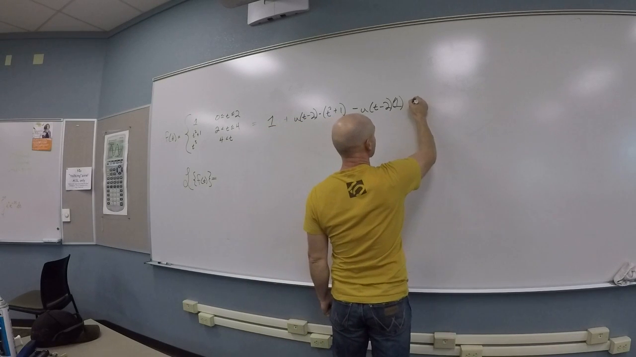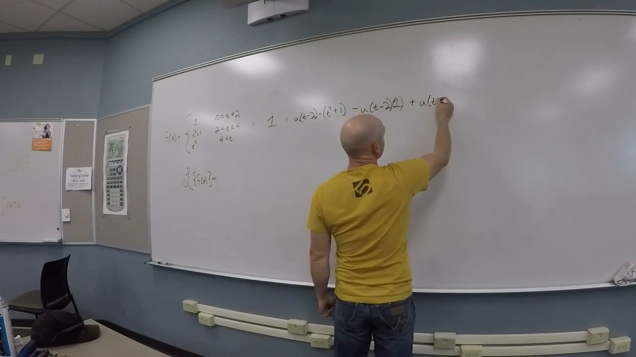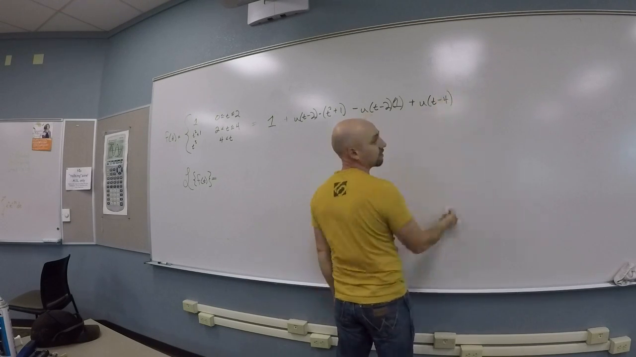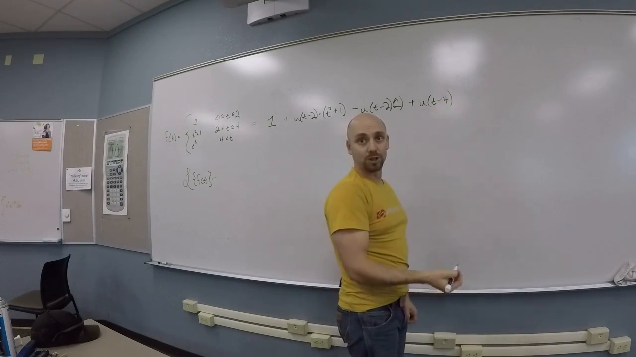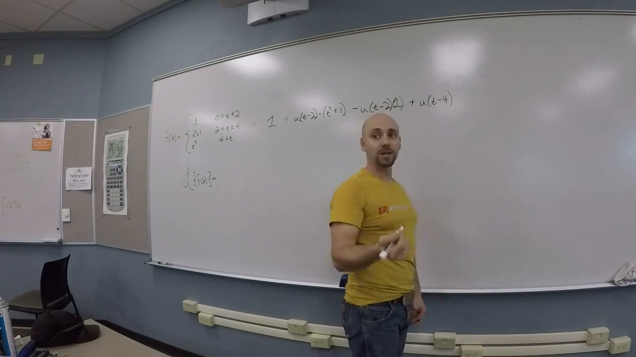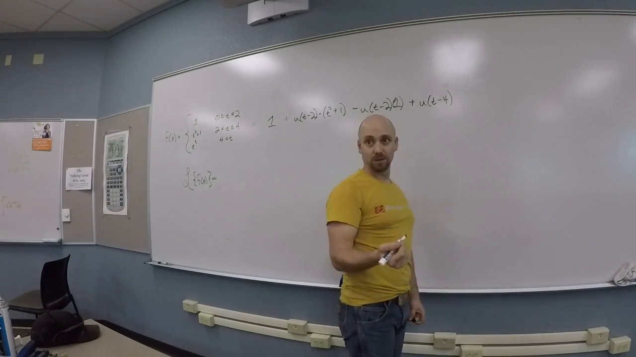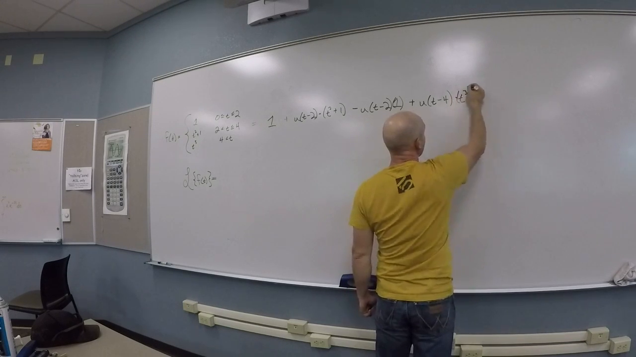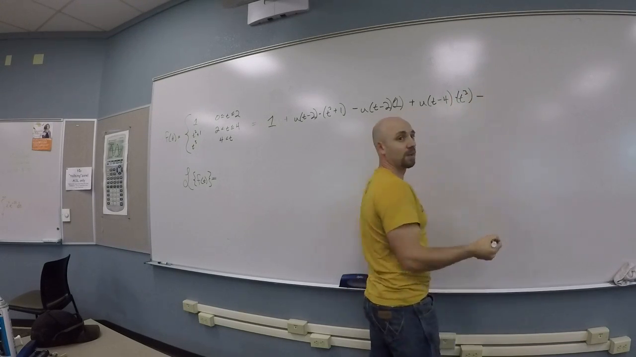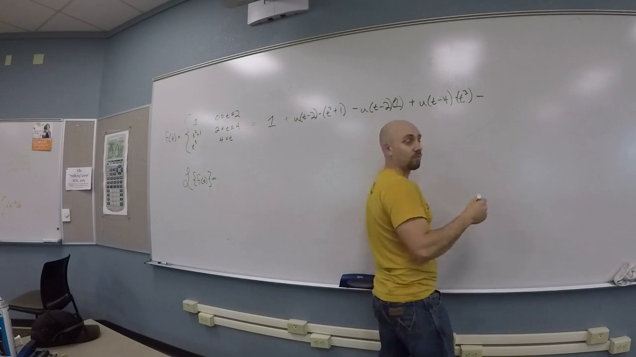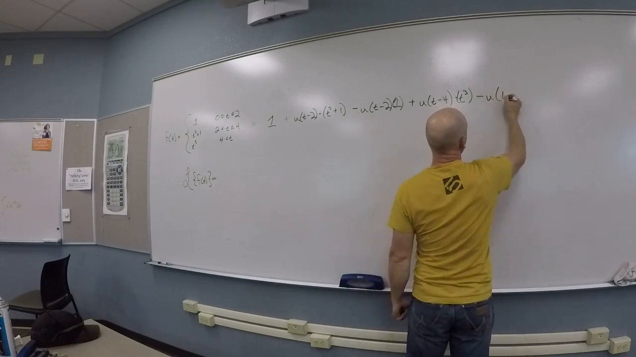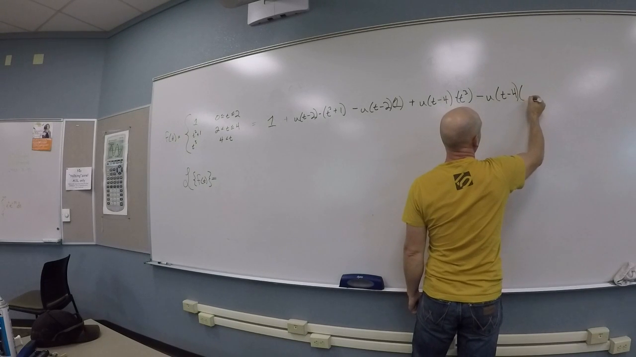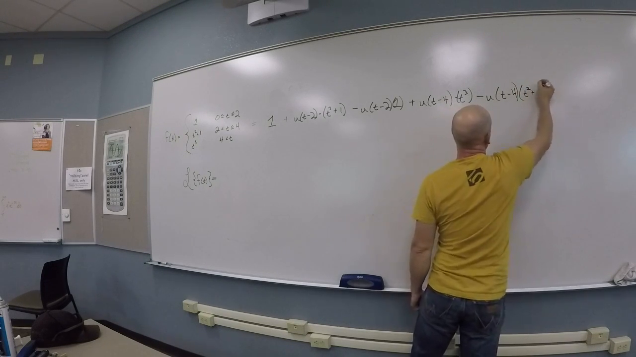So I get my light switch out for 4. U of t minus 4, right? So I want this to happen at positive 4. What do I need to turn on? So t cubed. Okay, I need to turn t cubed on. And what do I need to turn off? T squared plus 1. Good. So u of t minus 4 times t squared plus 1.